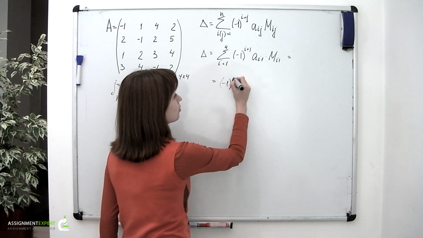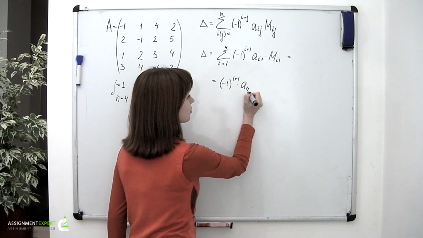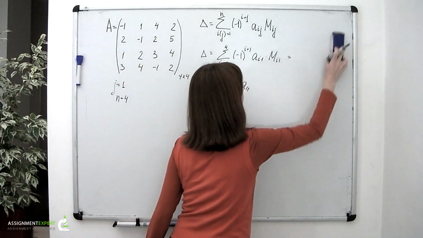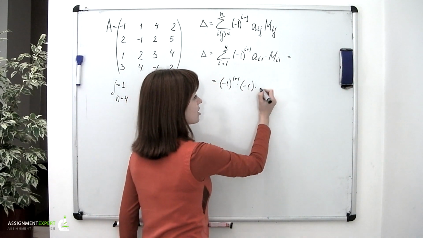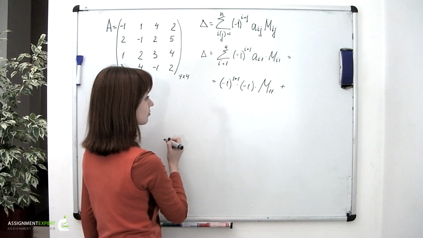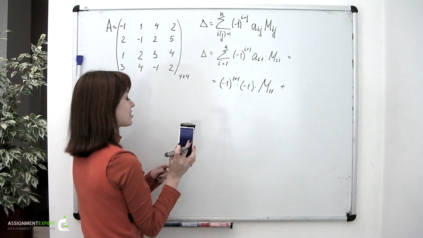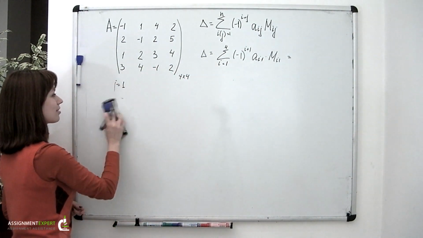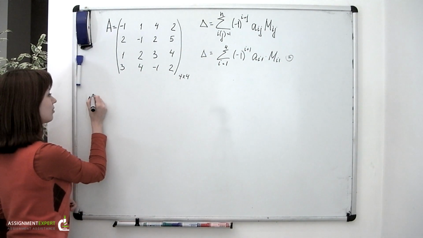-1 to the power of 1 plus 1 times a sub 1,1, and I can substitute that right away since a sub 1,1 equals -1, and we know that. Times minor m sub 1,1. Plus, it wasn't such a good idea for me to start here, so I'm just going to move a little bit to the left. Okay, here it goes.